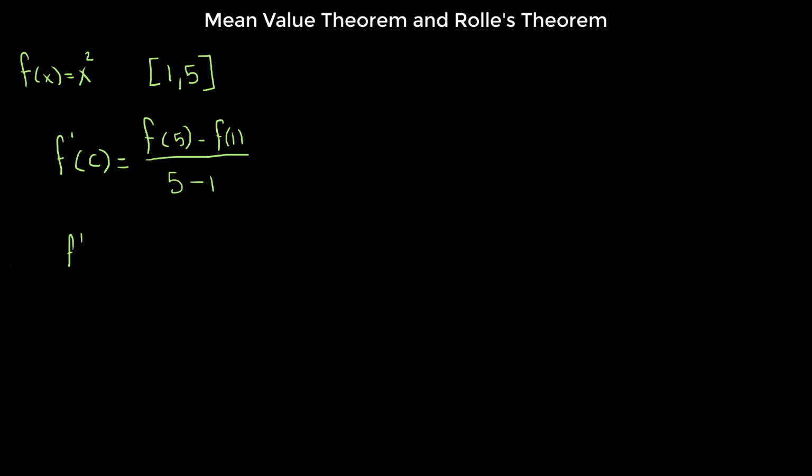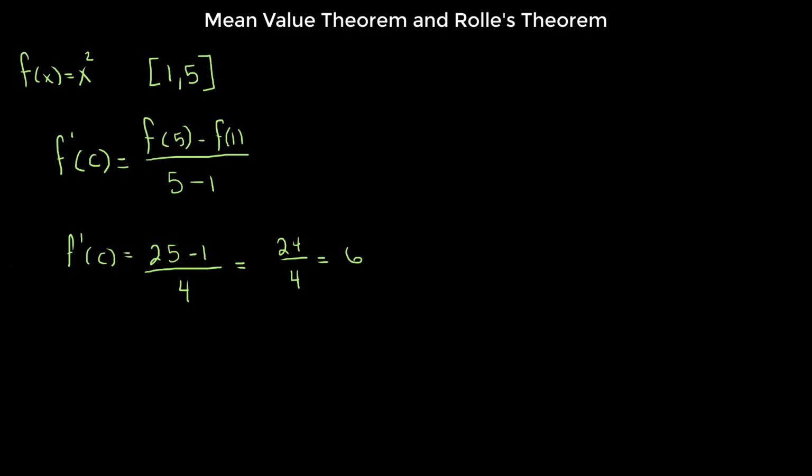So this means that f prime of c equals f at 5, so 5 squared, that's 25, minus 1 squared, or minus 1, all over 5 minus 1, which is 4. This is equivalent to 25 minus 1, that's 24, divided by 4. This equals 6.